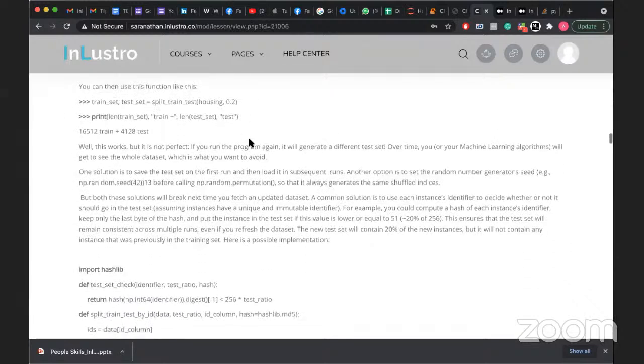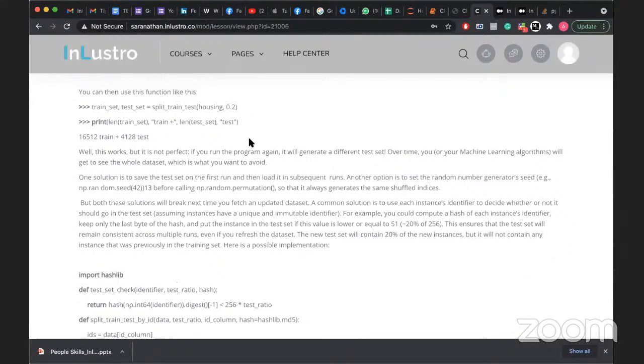But both solutions will break the next time you fetch an updated data set. A common solution is to use each instance's identifier to decide whether or not it should go into the test set. For example, you could compute a hash of each instance's identifier, keep only the last byte of the hash, and put the instance in the test set if the value is lower than or equal to 51. Why? Because the last byte can only be from 0 to 255. If it's lower than or equal to 51, that's automatically going to be about 20% of the values, 51 out of 256.